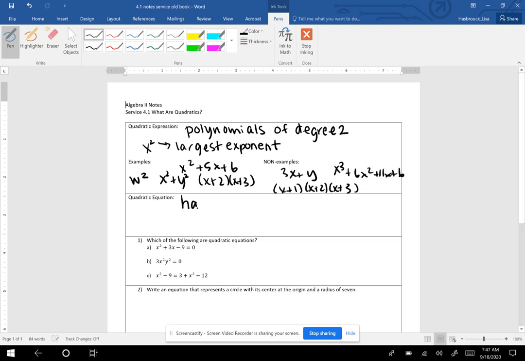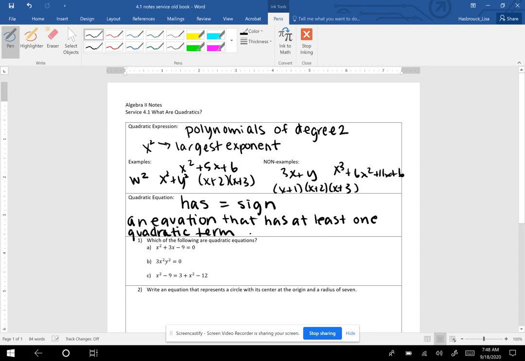has an equal sign, right? Because all equations have an equal sign. And it contains a quadratic expression. It's an equation that has at least one quadratic term and no term of higher degree. So like we talked about in the quadratic expression, the highest degree you can have in a quadratic equation is that second degree.